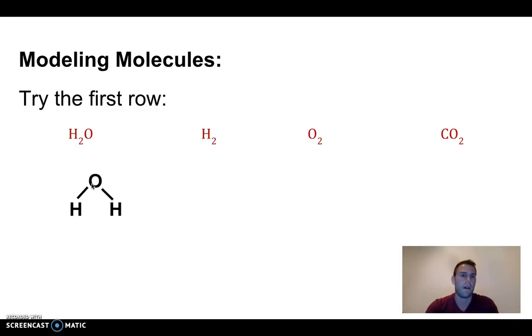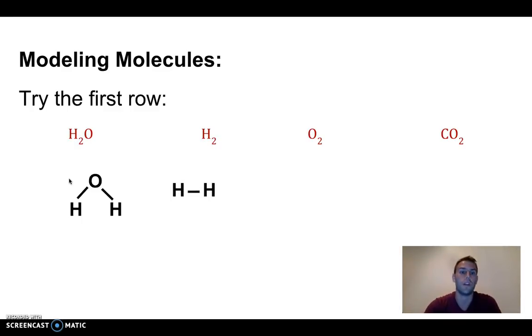By the way, this is how it actually is. There's oxygen and the hydrogens kind of go here, and they're not flat. But you do not need to worry about having that type of detail. If you drew just the hydrogens going flat, I'd be fine with that as well.